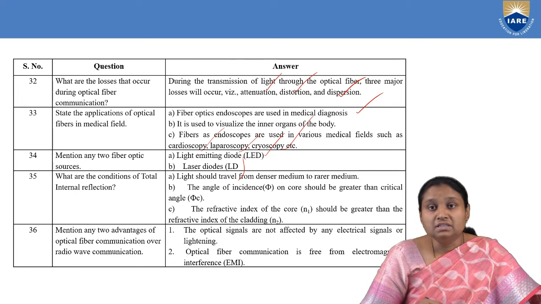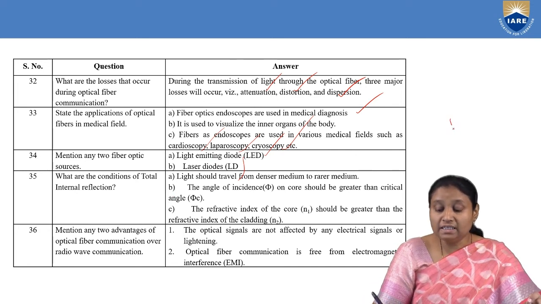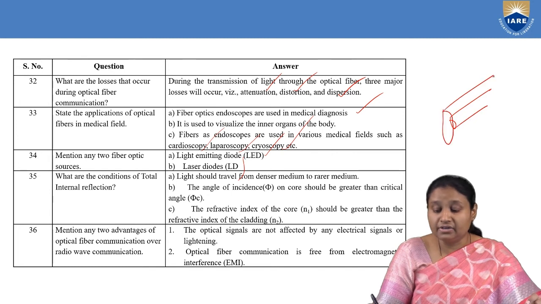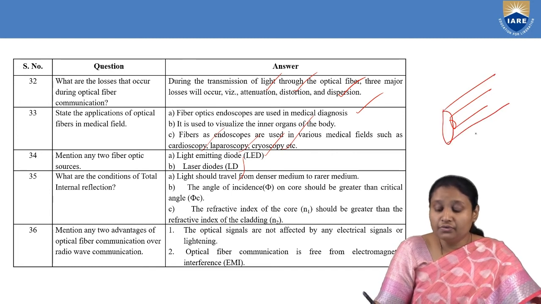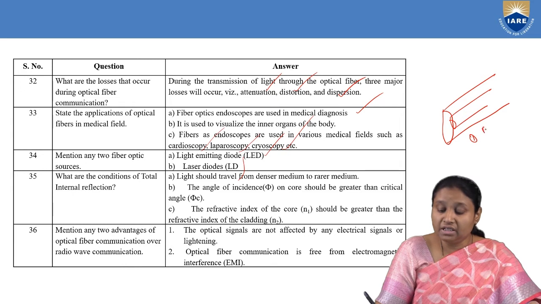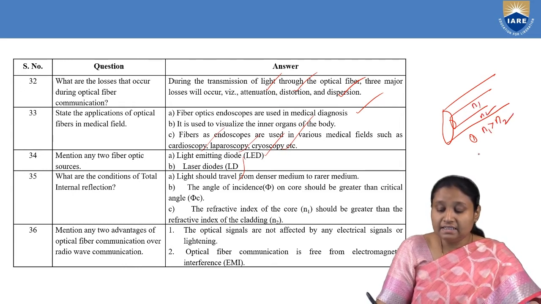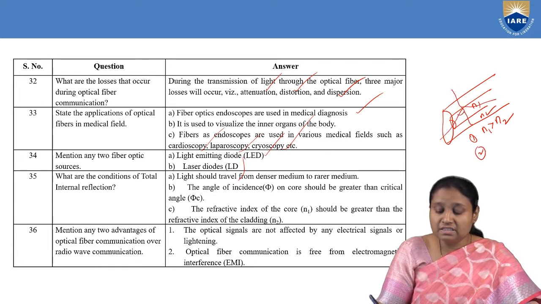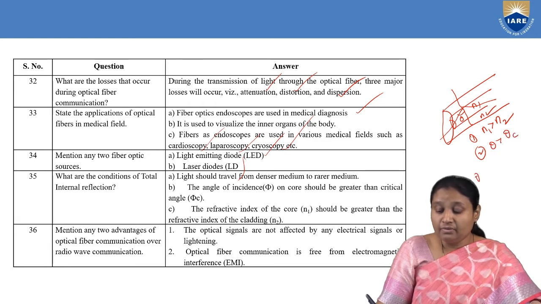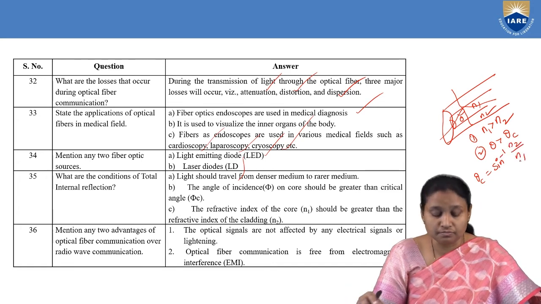Then, what are the conditions for total internal reflection? In order to achieve total internal reflection at the core-cladding interface, the first condition is we have to maintain the refractive index of the core slightly greater than the cladding. And the second thing is the angle of incidence. This angle of incidence at the core-cladding interface should be greater than the critical angle. And what is the critical angle? It is the sine inverse of the ratio of the refractive index of the cladding to the refractive index of the core.